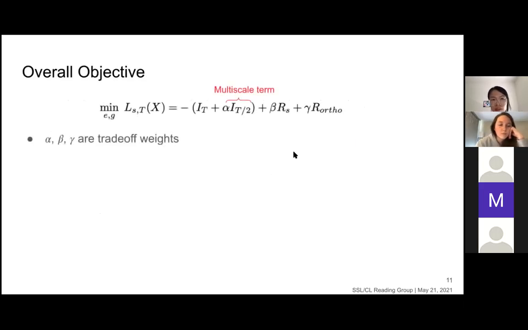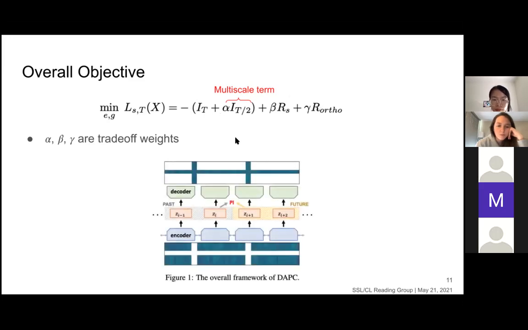Okay, so this is the final objective. The first two terms are basically the PI, or the predictive information, where this T/2 is the multi-scale term. The third term here is the shifted reconstruction loss, and the final term here is the orthogonality penalty. They use some hyperparameters to trade off different objectives here. I hope this is clearer now, how this framework works.